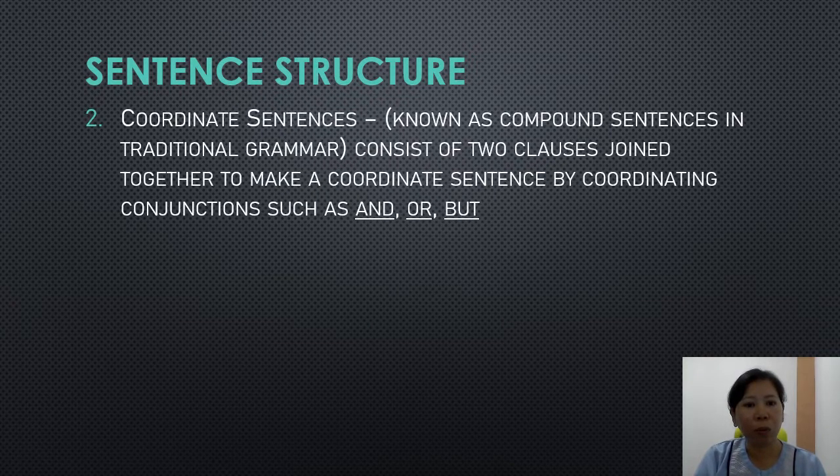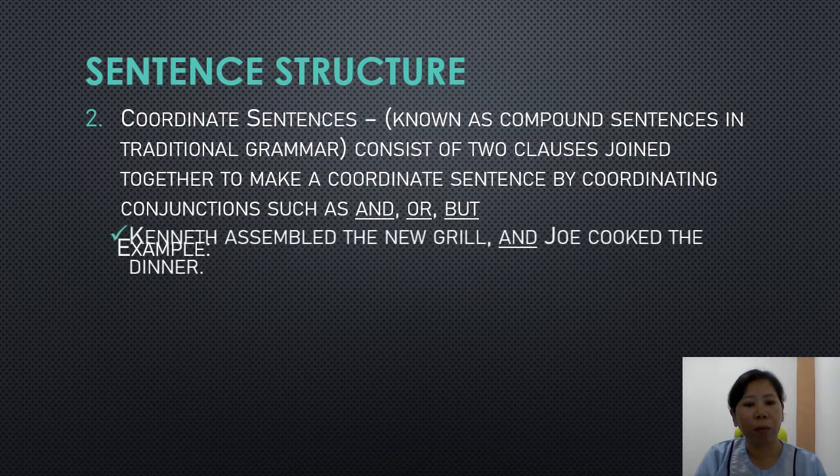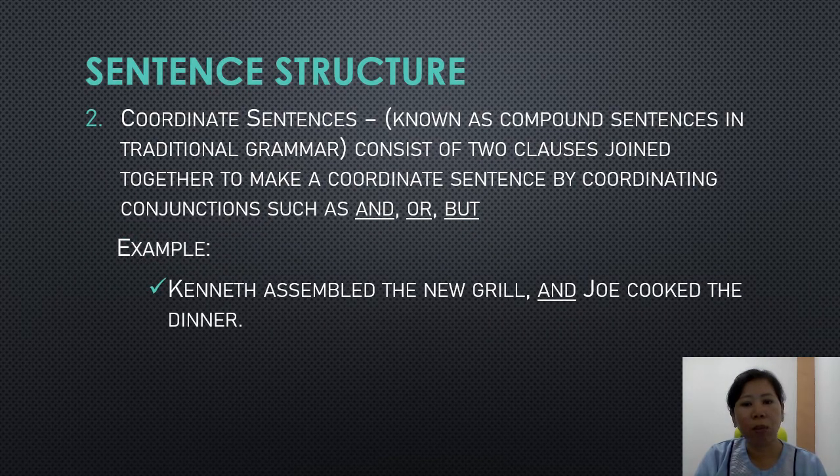Let's go to coordinate sentences, also known as compound sentences in traditional grammar. Coordinate sentences consist of two clauses joined together by coordinating conjunctions such as and, or, but. For example, Kenneth assembled the new grill and Joe cooked the dinner. These are two simple sentences combined together, which makes it a coordinate sentence.